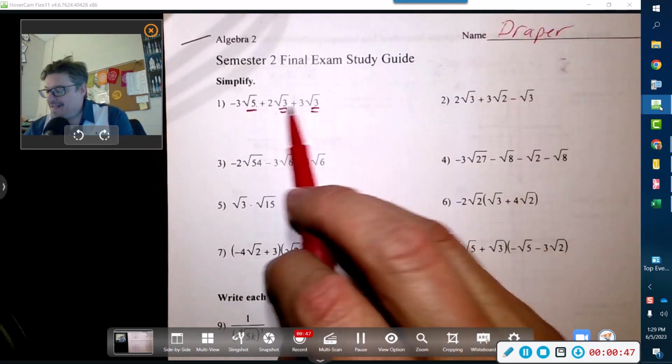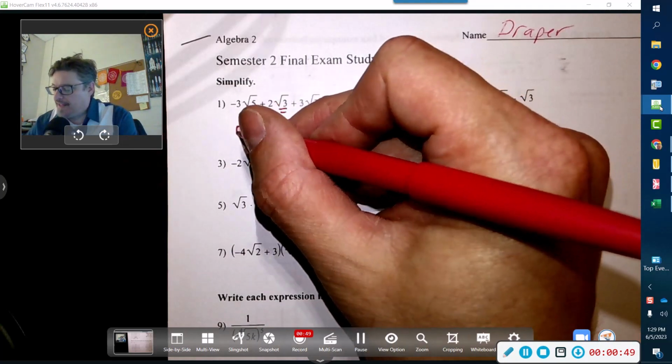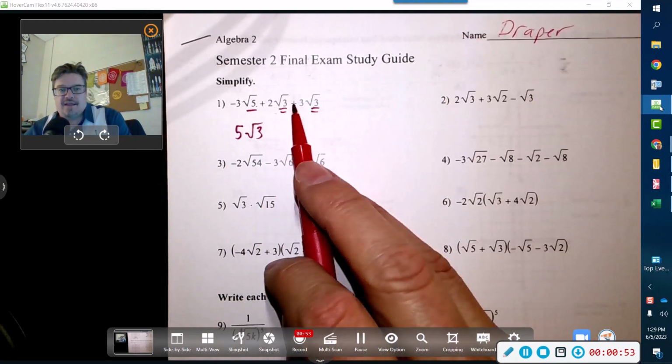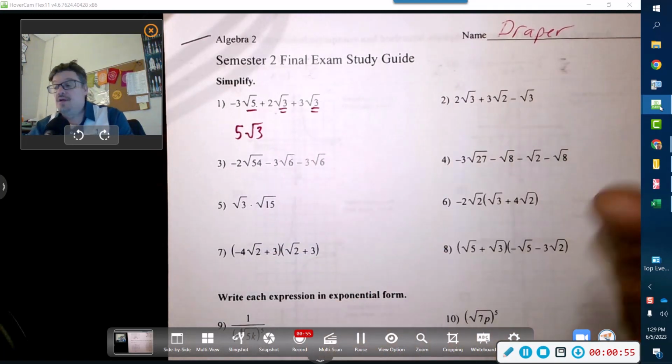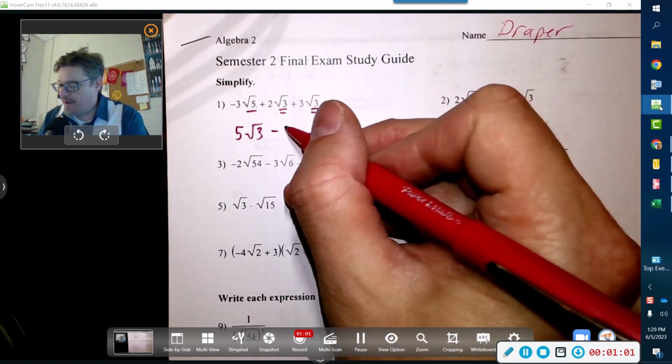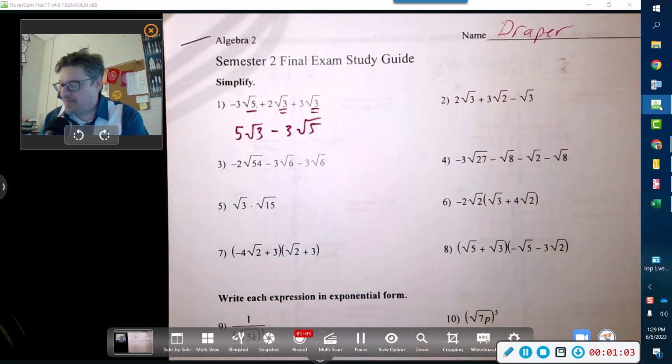So adding these two together is not a problem. That is just 5 radical 3. But notice what happened. The 2 and the 3 just added together, but the radicals stayed the same. Don't make it any more complex than you need to. It's just that simple.